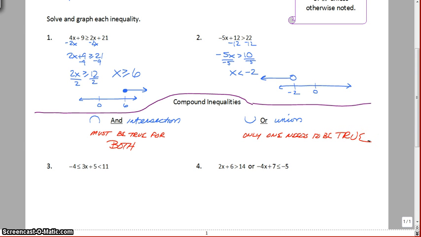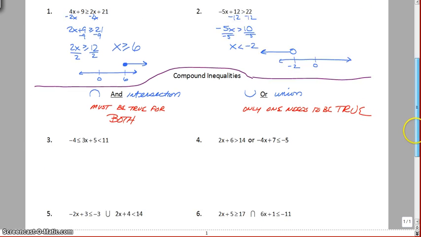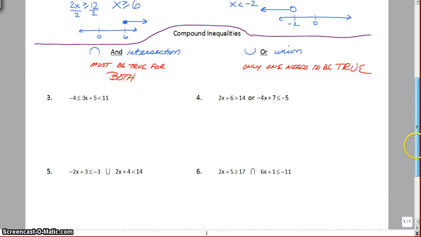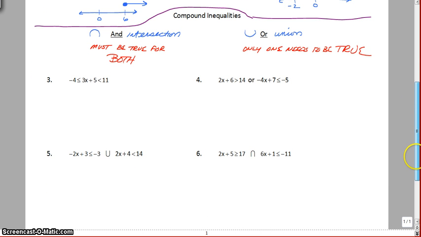Okay, so here we go. Number 3. The first thing we want to do is look at this, and since we have two inequality symbols on the side of an expression, that means this is an AND statement. Or must use the word or the union symbol. And could say and, it could use the intersection symbol, or it could actually just be a compound inequality where we have two inequality symbols in one.